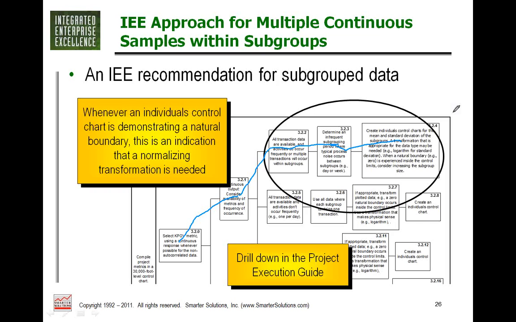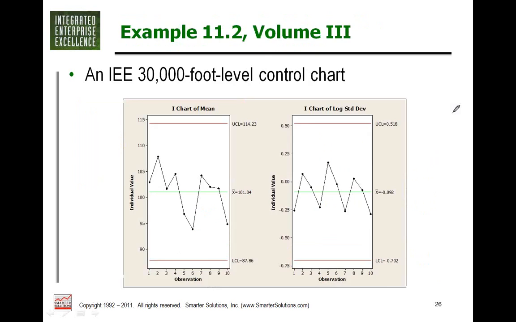We want to create an individual chart for the mean and the standard deviation of the subgroups. Now, often what you need to do for a standard deviation is to maybe take a logarithmic transformation because it's bounded by zero. So that's what I'm suggesting is a better way of doing it.